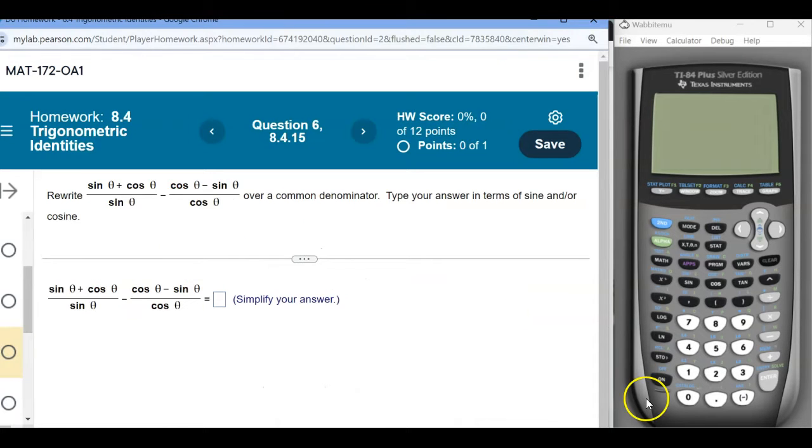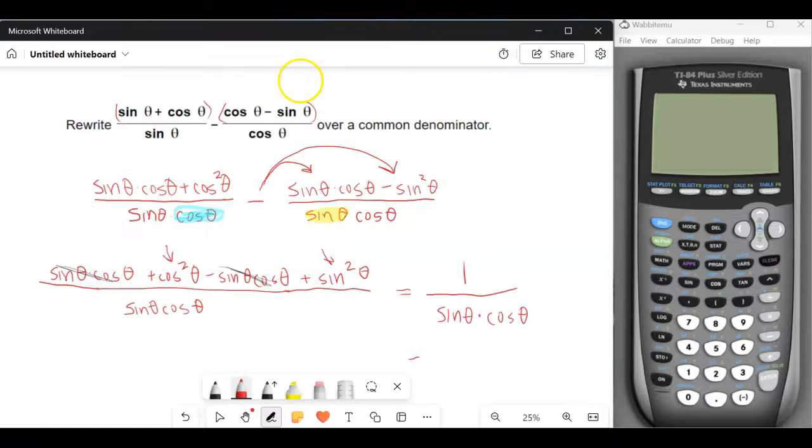All right, lastly, it tells us to type our answer in terms of sine and/or cosine. Now, if that wasn't there, then I would have called this cosecant times secant. But because it did ask me to write it in terms of sine and cosine, I would just leave it in that form.